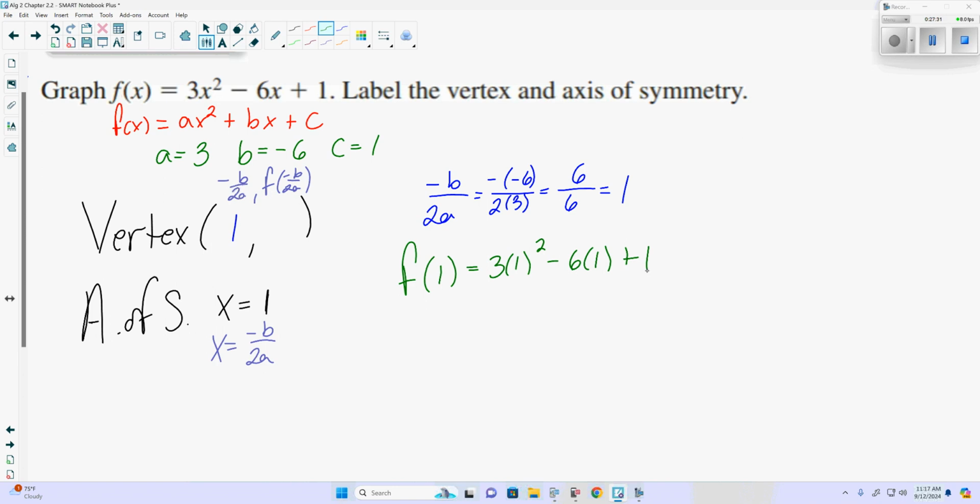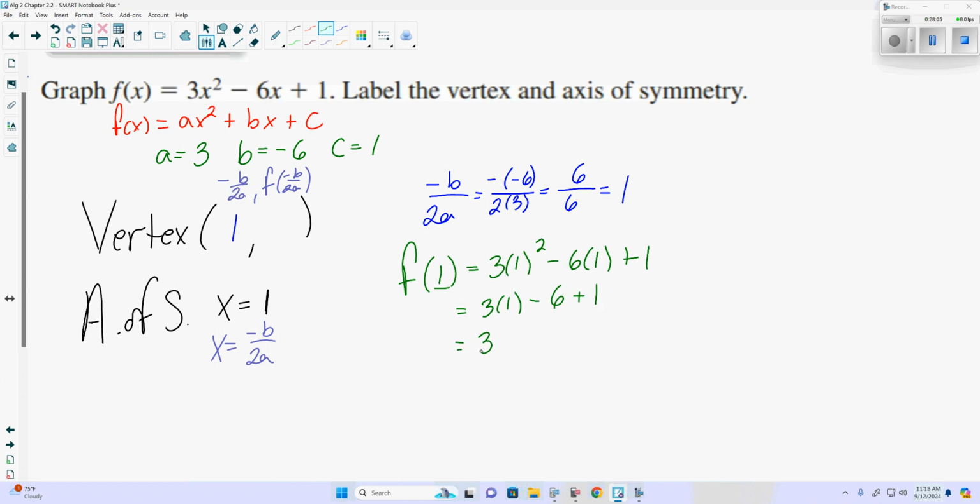So here, we're trying to find out what's the y value when x is 1. So f of negative b over 2a, all that's saying is find what negative b over 2a is, take that value, and plug it into the original equation. Plug it back in. All I did was take that 1 and plug it back into our 3x squared minus 6x plus 1.